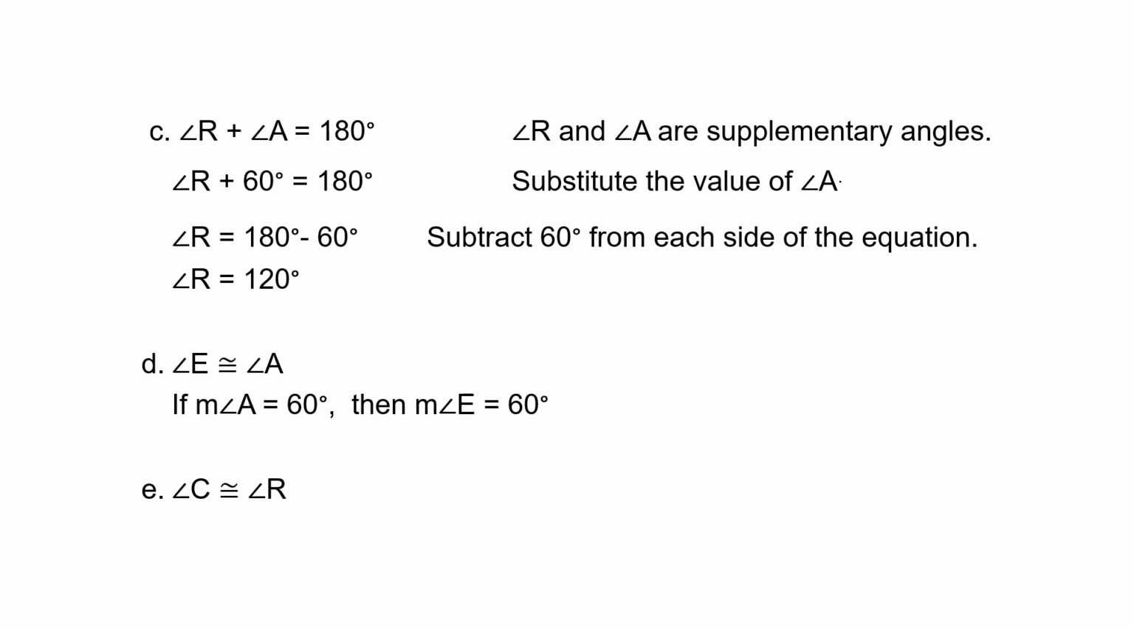Letter E. Solving for angle C. Angle C is congruent to angle R, because angle C and angle R are opposite angles. If the measure of angle R is equal to 120 degrees, then the measure of angle C is also equal to 120 degrees.